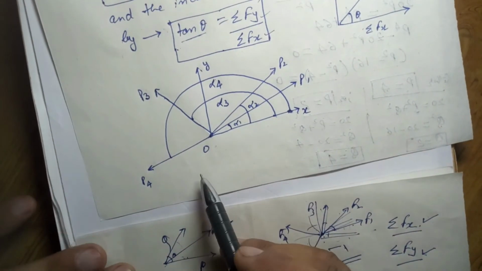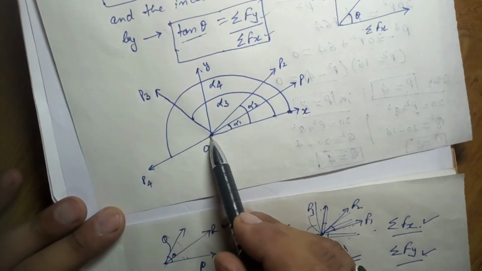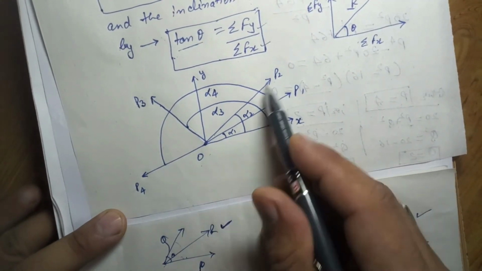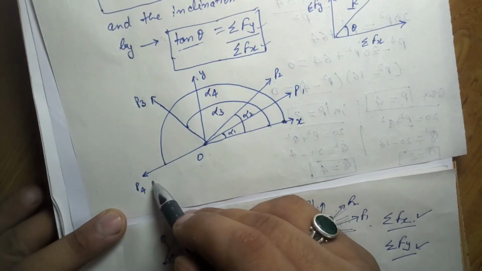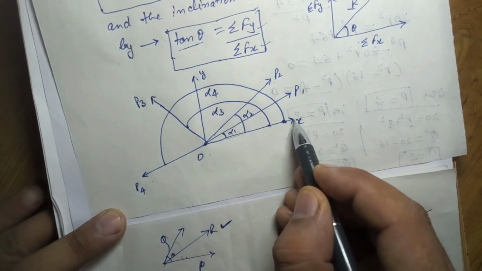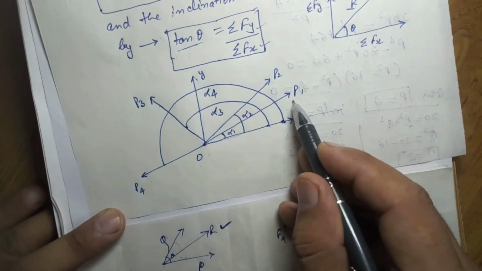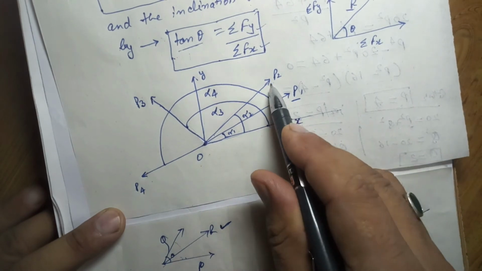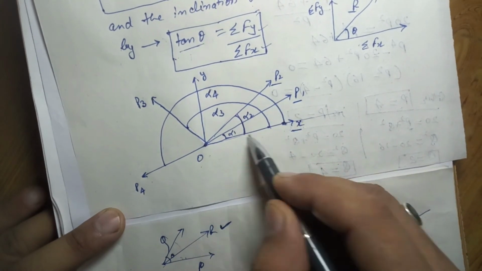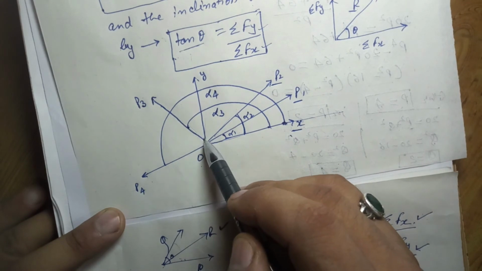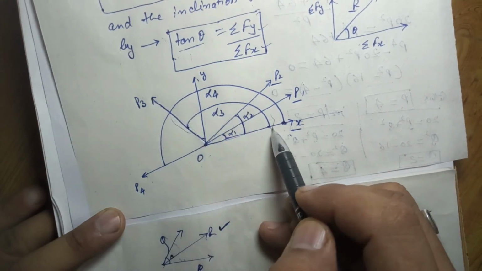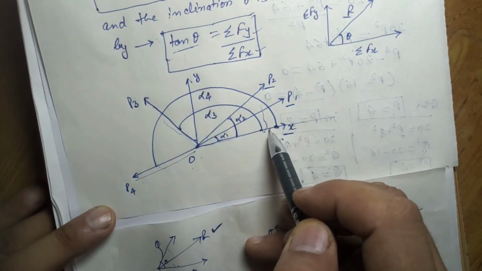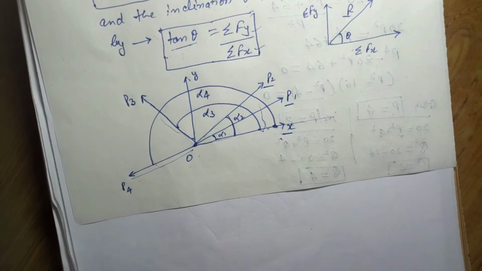Now which type of force is this? It is a coplanar concurrent force. There are a few forces like P1, P2, P3 and P4, right? And these are the axes, we can say the x and y directions. P1 makes an angle alpha 1 with the x-axis. P2 makes an angle alpha 2 with the x-axis. P3 makes an angle alpha 3 with the x-axis. P4 makes an angle alpha 4 with the x-axis. Now in such a case, what will be the resultant?